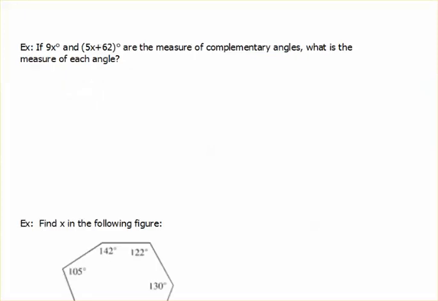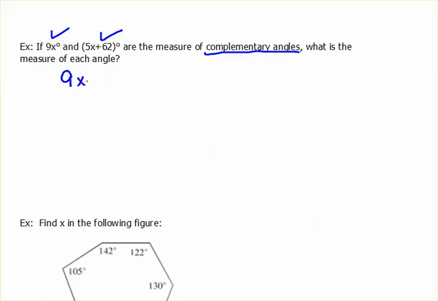Here is an example that says if 9x degrees and 5x plus 62 degrees are the measures of complementary angles, what is the measure of each angle? Okay, what do we know about complementary angles? We know that they add up to be 90 degrees. So whatever this angle is and this angle is, they have to add together to be 180 degrees. So 9x plus 5x plus 62 have to add together to equal 180 degrees.